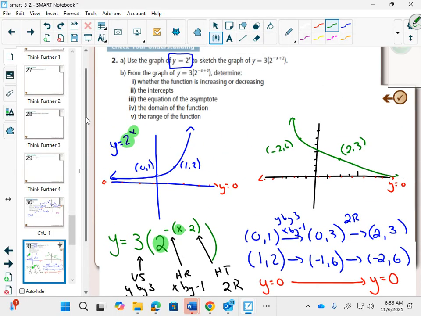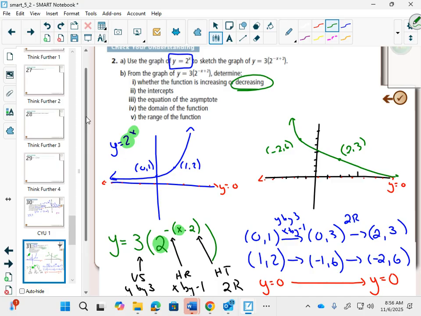Now it asks us to answer a bunch of things. Is it increasing or decreasing? The green one is now decreasing. Intercepts. Okay, I have no x-intercepts.